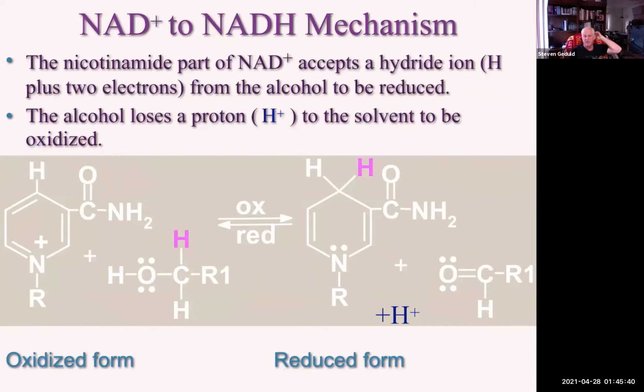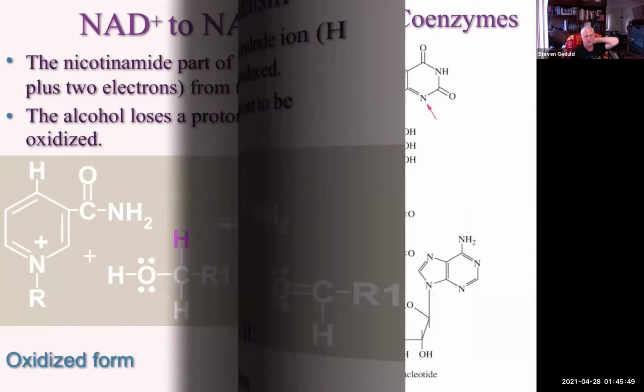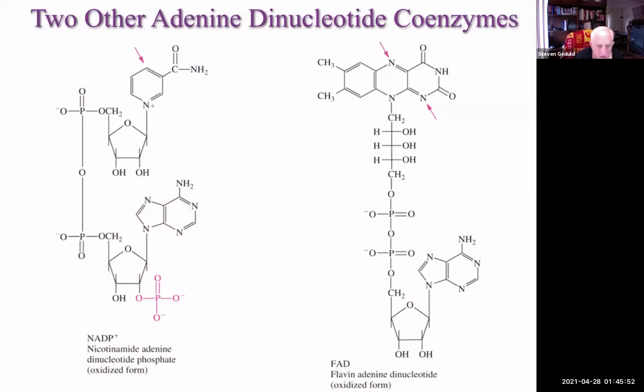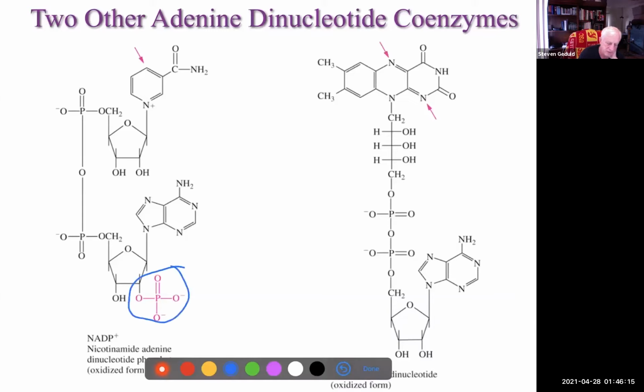Right? It's had a hydrogen added to it. And that's how we take NAD+ to NADH. Okay. Two other adenine dinucleotide coenzymes. Okay. NADP+ can form flavin adenine dinucleotide, FAD. You can see where there's been nitrogens added to it, and it's changed the structure. You've gone from this phosphate group here, gotten rid of that phosphate group, and you've added the chains up here, two ring structures with nitrogen.